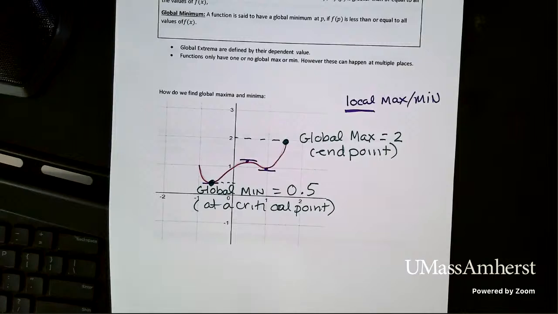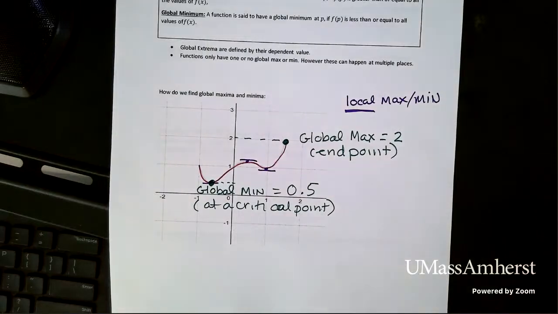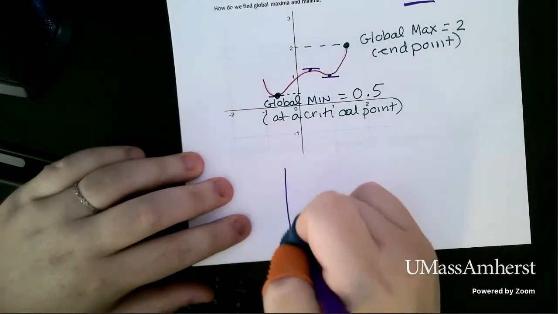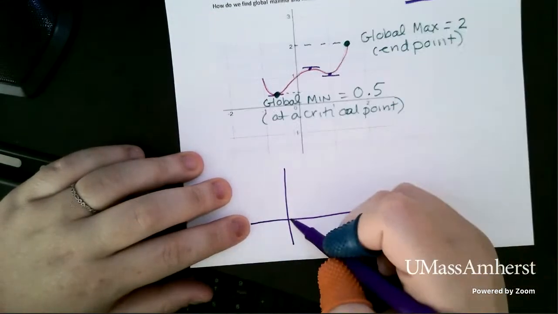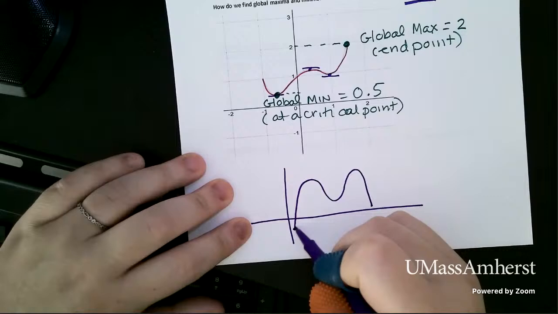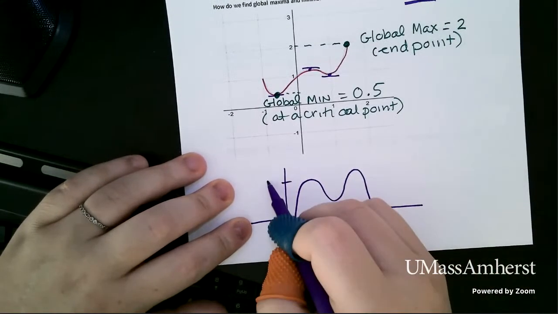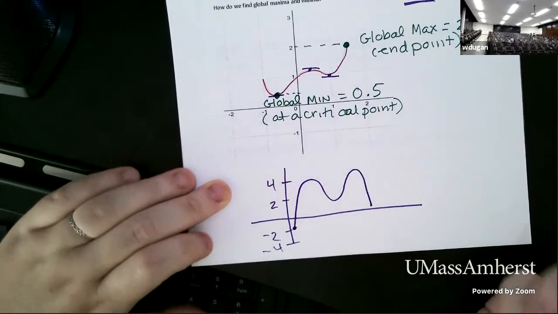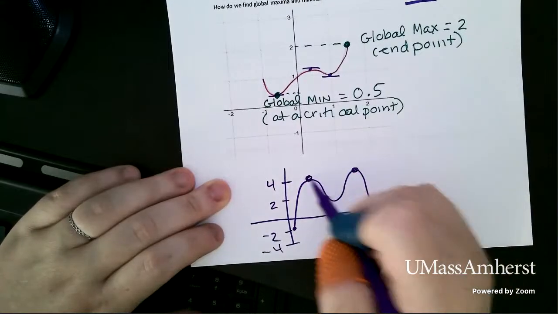The second thing is functions can only have one global max and one global min, or it might not have any at all, but it cannot have multiple global maximums and global minimums. And so I want to draw another picture just to give you an example of why this might be confusing, but how we work with it. Okay, so let's say this is, I don't know, 4. Say we have a function that looks like this, right? And let's say that these peaks are the same height.